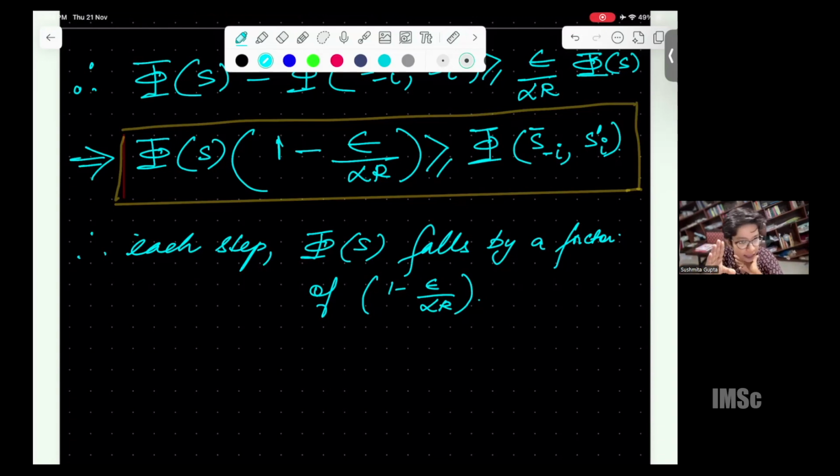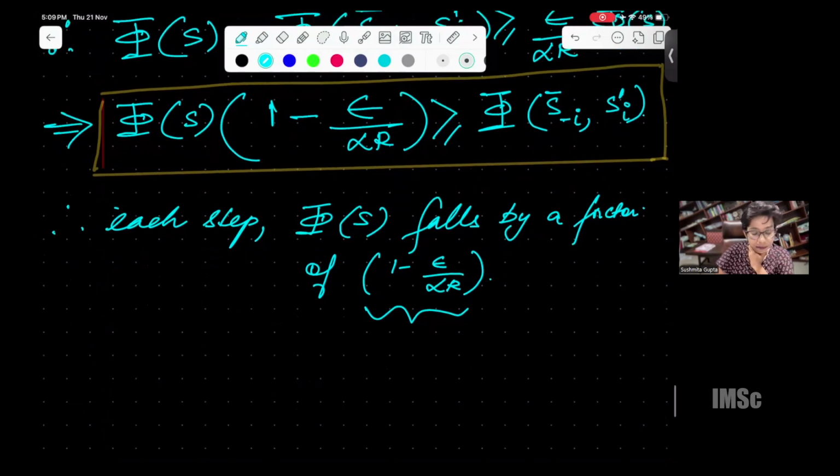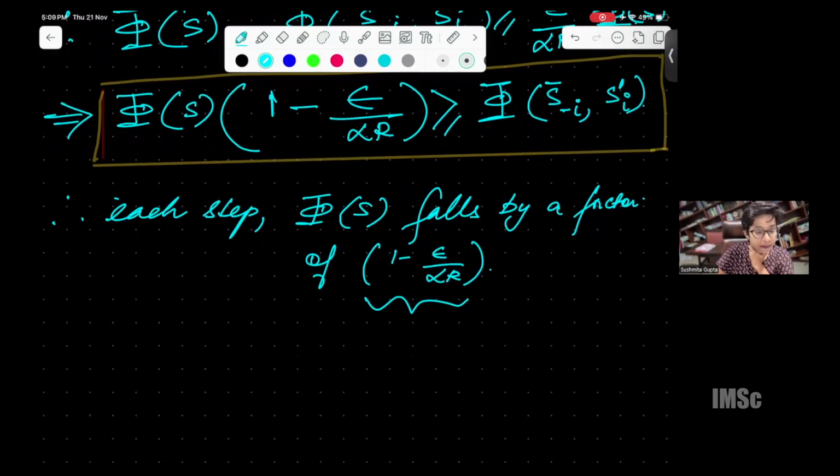The value was phi of s at the beginning. Then each step is shaving off this much factor. See, this is less than 1, right? 1 minus epsilon by alpha k. As long as this epsilon by alpha k is a non-zero quantity, what you're doing is shaving off a fraction of the potential function. Okay, so the point is, how many steps can you go till you're able to shave off a constant factor?